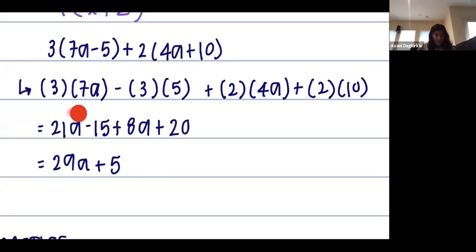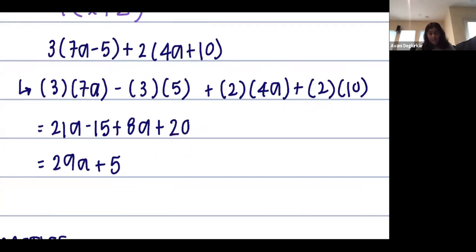So you have 3 times 7a, and you get 21a. Then you have 3 times 5, and you get 15. Don't forget about your negative sign right here. Got to pull that down. Then you have 2 times 4a. Multiply that out, you get 8a right here. And 2 times 10 is 20.